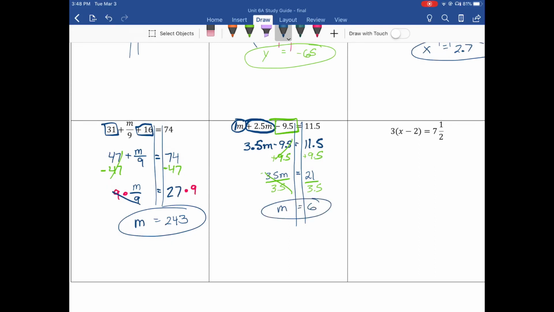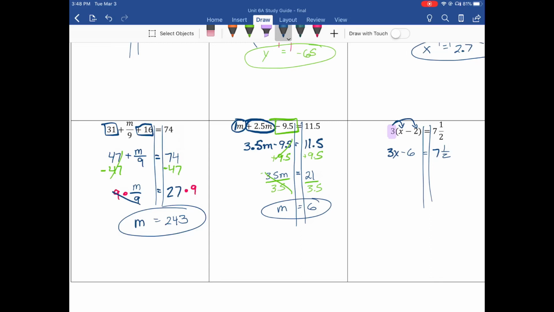And then we're almost done. We just have our last problem, which is taking us back to distributing. We have this number right outside of our parentheses, so we're going to multiply everything on the inside of the parentheses by that number. So 3 times x is just 3x, and 3 times negative 2 is negative 6. And that will still be equal to 7.5.